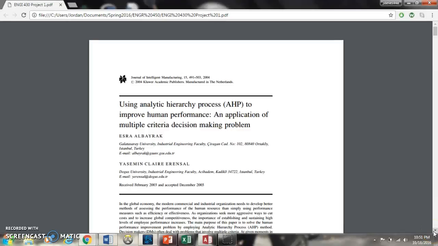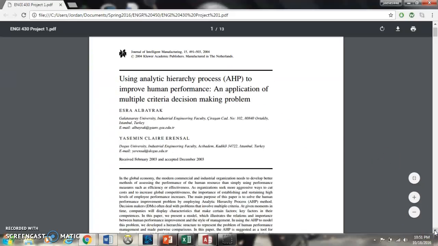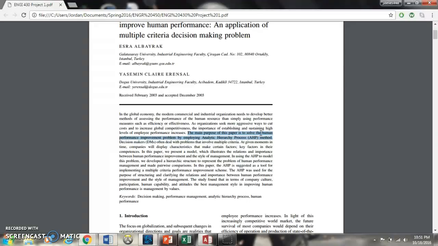Hi, my name is Jordan Stevens, and I'm doing my project on the paper "Using Analytic Hierarchy Process (AHP) to Improve Human Performance: An Application of Multiple Criteria Decision Making Problem." The main purpose of this paper is to solve the human performance improvement problem by employing the AHP method.